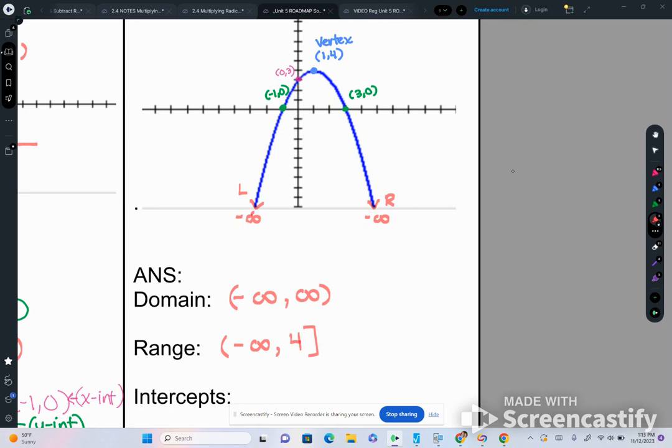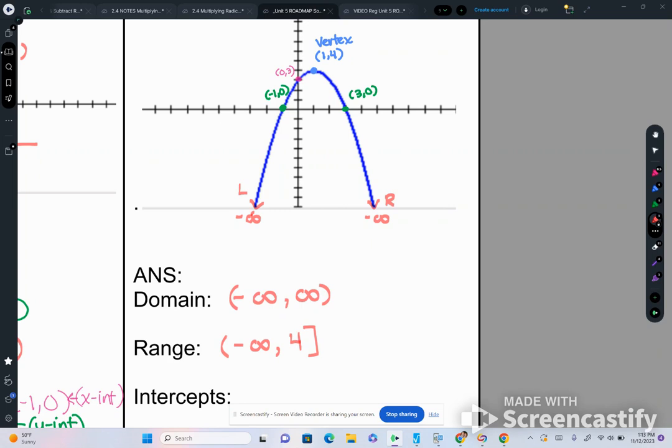So remember, parentheses means it's not included. A bracket means it is included. And when I'm looking at range, we will have a bracket. When I'm looking at intervals where I have positive, negative, or infinity, it's always parentheses because infinity is not a number. It's a concept.